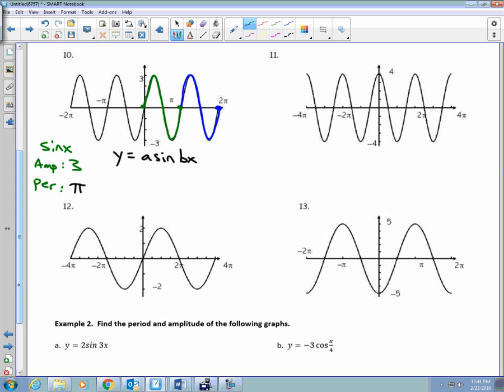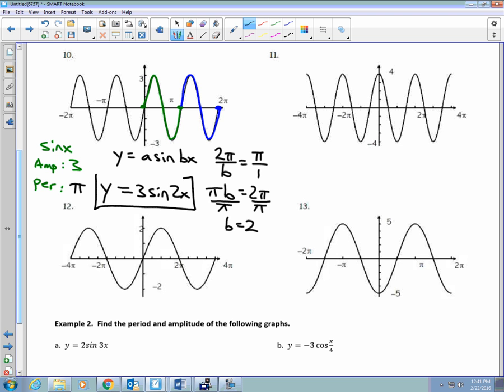Now, I need to identify what the b value is, and we have a formula. 2 pi over b is equal to the period, or pi. Cross multiply. Pi times b is equal to 2 pi. Divide by pi, and you get b is equal to 2. So your function is y equals 3 sine of 2x. That's the equation for your graph. What do you think? Does that seem reasonable?